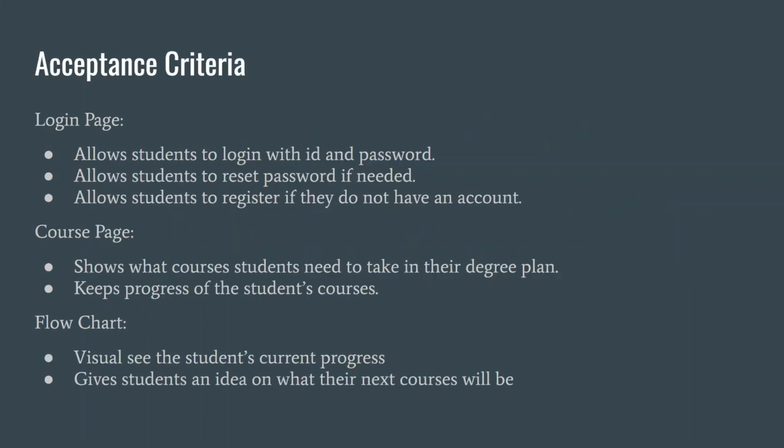The acceptance criteria shows that students are allowed to log into the page with their ID and password, reset their password, or even create a new account if they have never had one. The course page shows what courses they are taking, what type of career field they would be in, and sets up what type of graduation plan they will have. It keeps track of the progress of the students' courses, as a flowchart shows a visual representation of the courses the students are in and gives an idea of what their next courses will be.